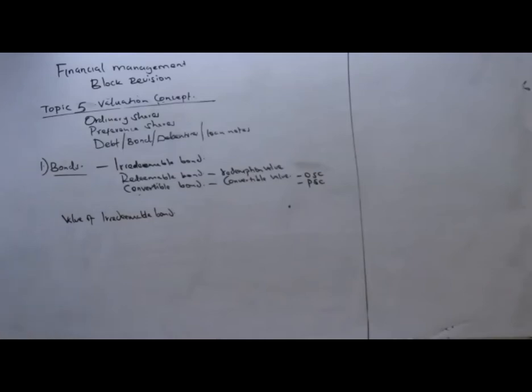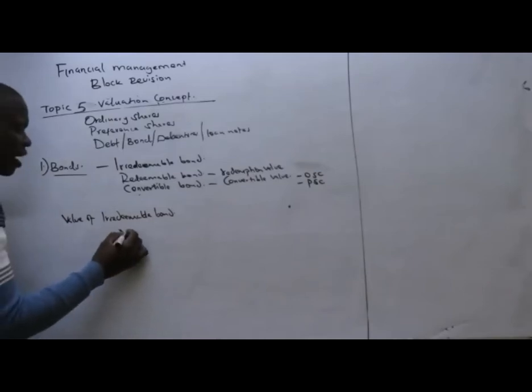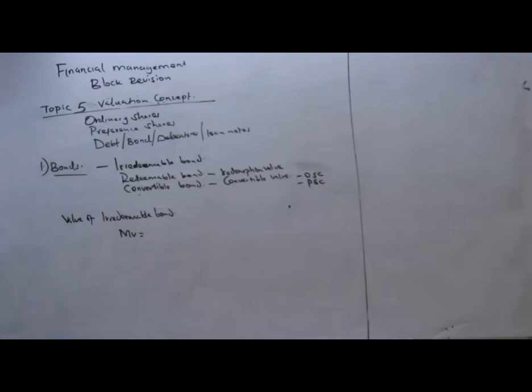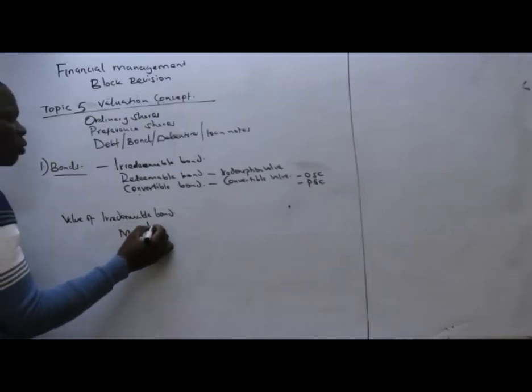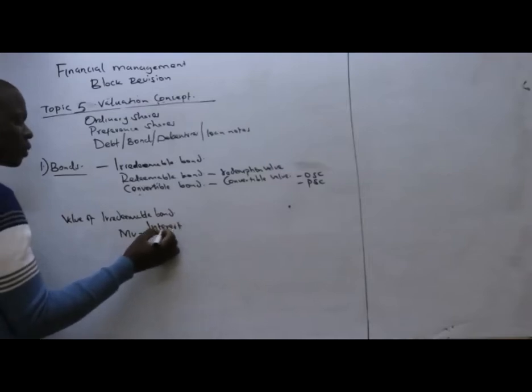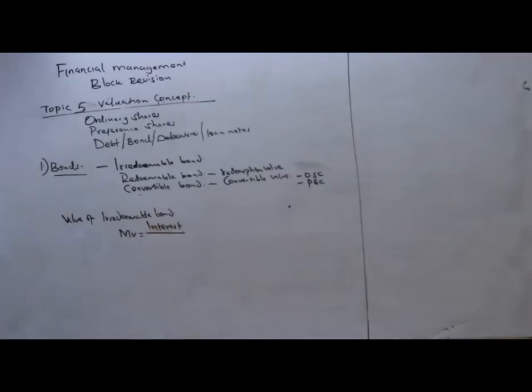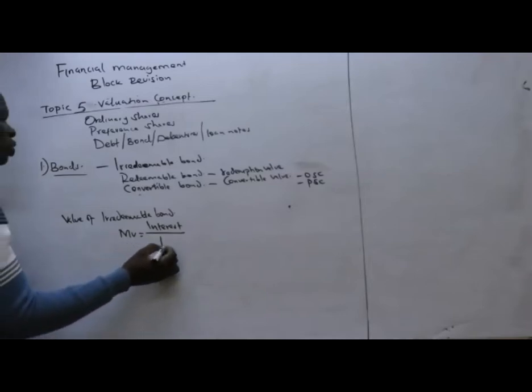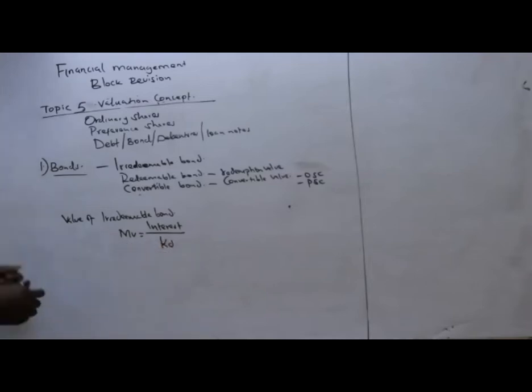We always use this formula. We can say that the market value will be equal to the interest over the cost of debt, which is KD. Right? So that is how we shall be determining the value of an irredeemable bond.